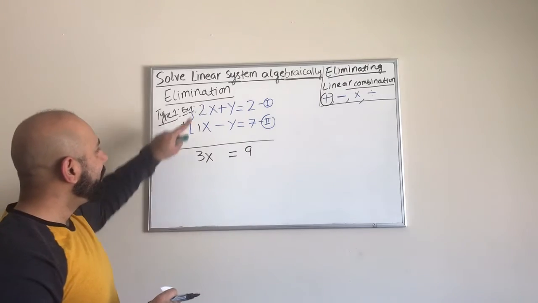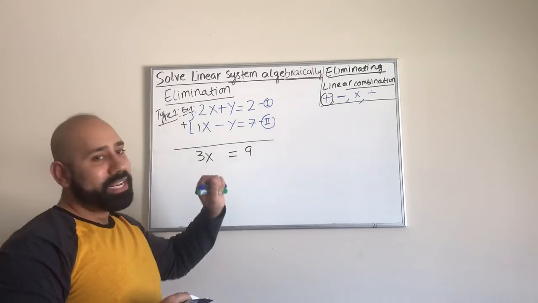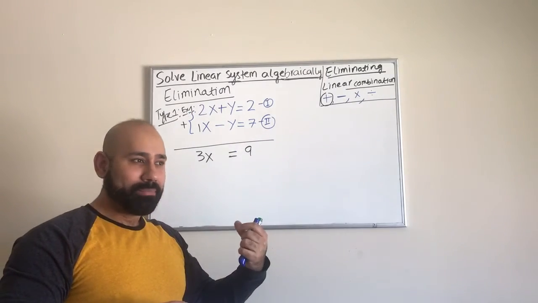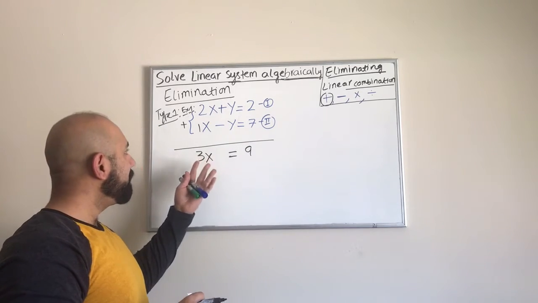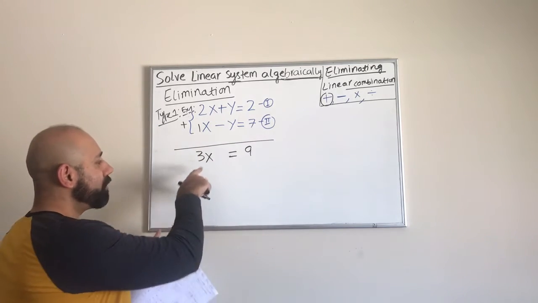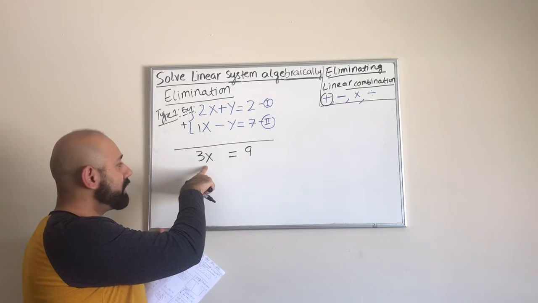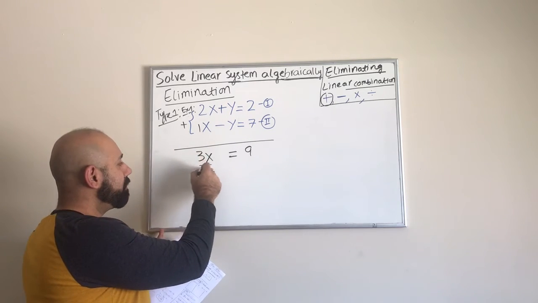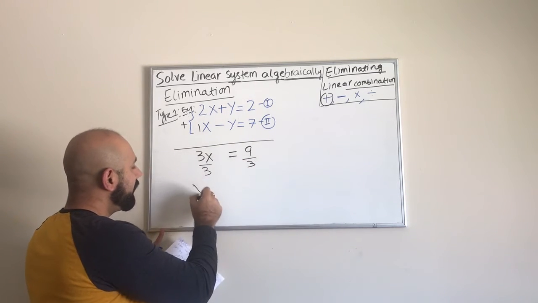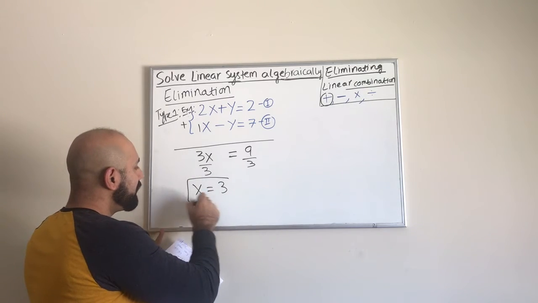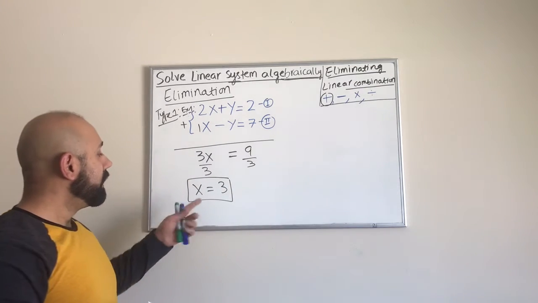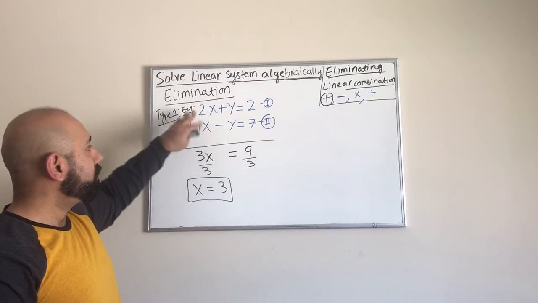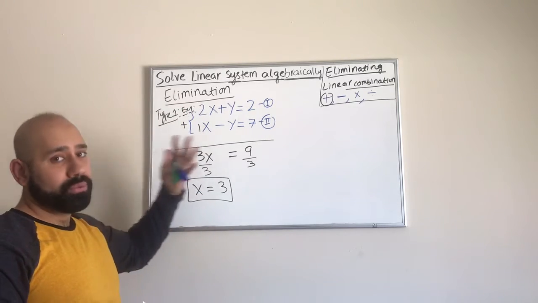So what happened? By using linear combination and the method of elimination, we are able to get rid of one of the variables. Now this is a simple linear equation which can be solved for x by dividing both sides by 3, and we get x equals 3. That is one of the values, one of the x values for this system of equations, but we also have to find the y value.